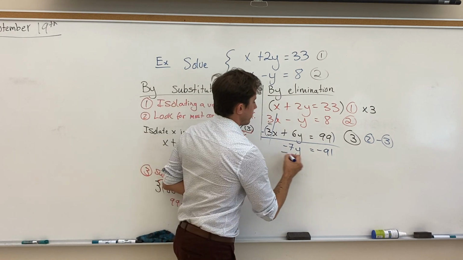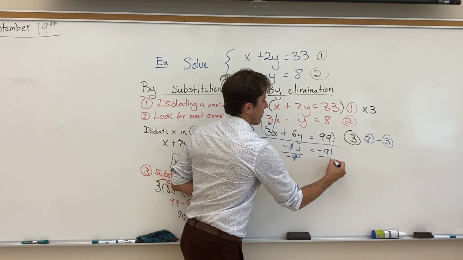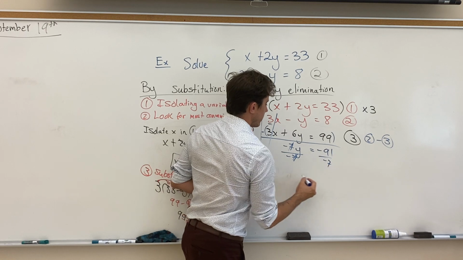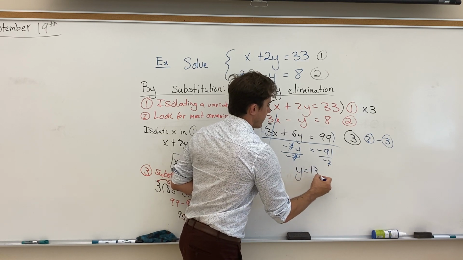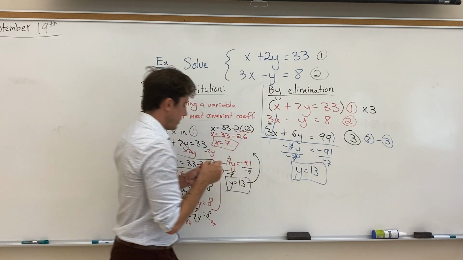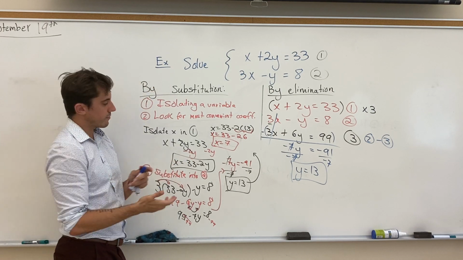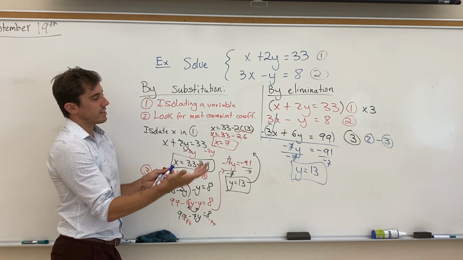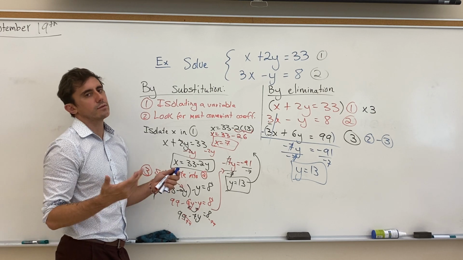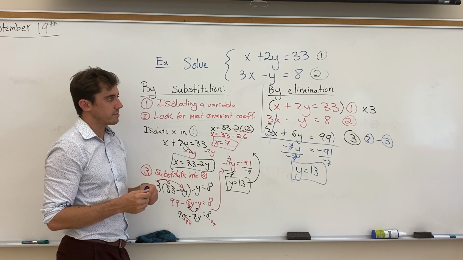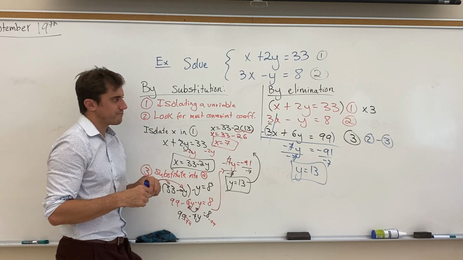So now we can finish this off by dividing by negative 7, right? And we find that y, again, is equal to positive 13. That's a good sign that we haven't made any silly mistakes along the way. If we get the exact same solution using both strategies, we're probably good to go. Or we've made 2 terrible mistakes.